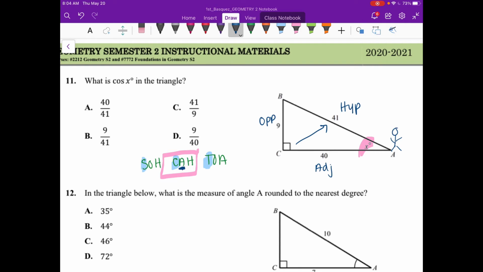CAH for cosine says I have to put the adjacent on top. So adjacent in this case would be 40. And the hypotenuse would be my denominator, so that's 41. So the cosine is 40 over 41. Therefore, my answer is A.